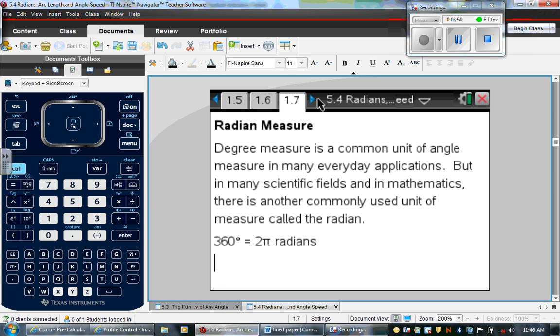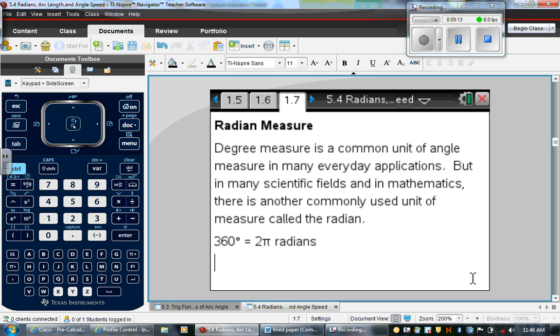Okay, so let's talk radian measures. Degree measure is a common unit of angle measure in many everyday applications, but in many scientific fields and in mathematics, there's another commonly used unit of measure called the radian. We've done a lot of work with this over the past few years. We know that 360 degrees is equivalent to 2 pi radians.